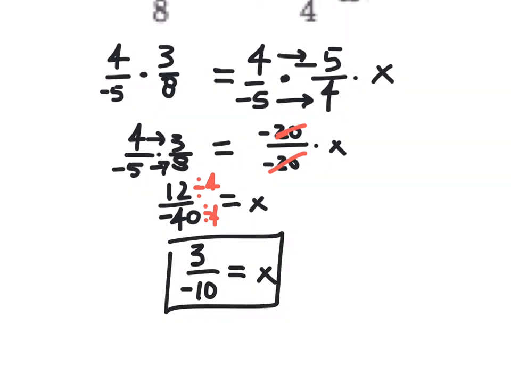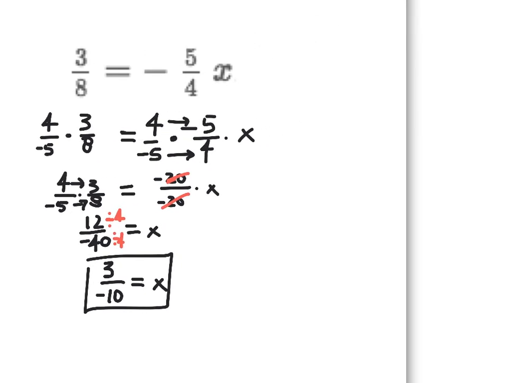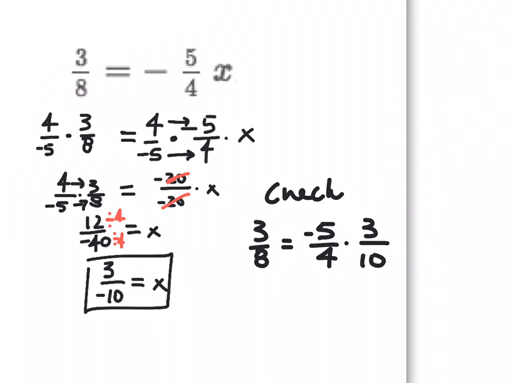Okay, now we still need to check this, and this is where it gets a little tricky. This is why we have to be able to multiply fractions together so that we can figure this out. So let's rewrite our original equation and check this. I've got 3/8 is equal to negative 5/4 times x, which is negative 3 over 10. If we multiply this across, negative 5 times 3 is negative 15, and 4 times negative 10 is negative 40. Is that equal to 3/8?